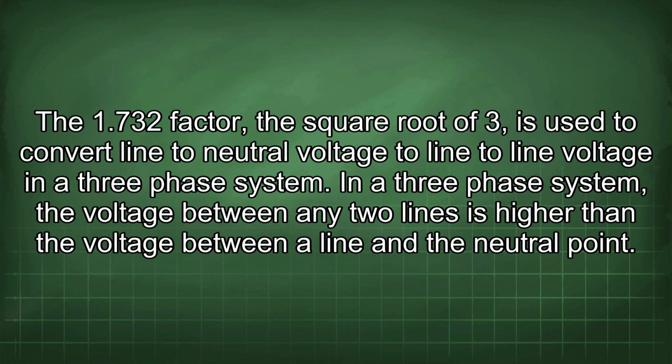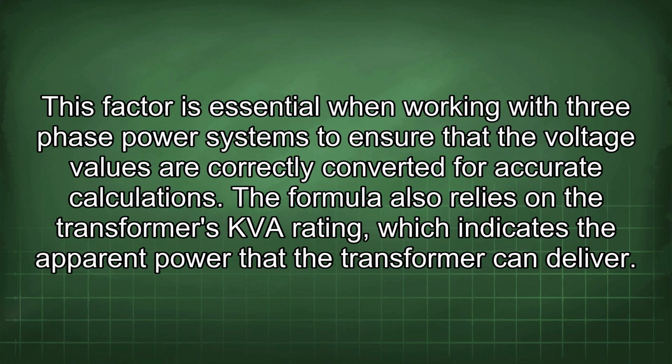The 1.732 factor, the square root of 3, is used to convert line-to-neutral voltage to line-to-line voltage in a three-phase system. In a three-phase system, the voltage between any two lines is higher than the voltage between a line and the neutral point. This factor is essential when working with three-phase power systems to ensure that the voltage values are correctly converted for accurate calculations.